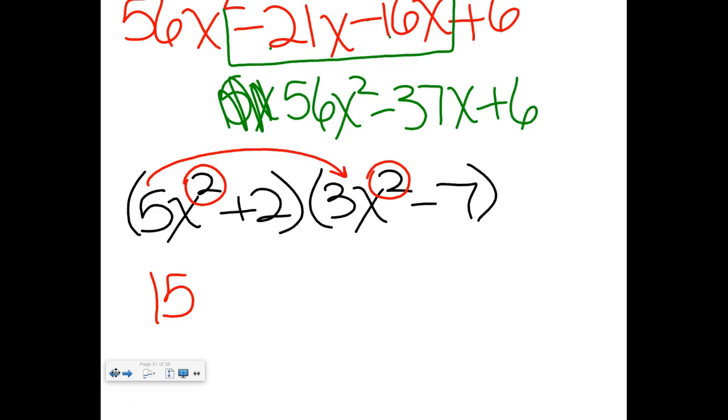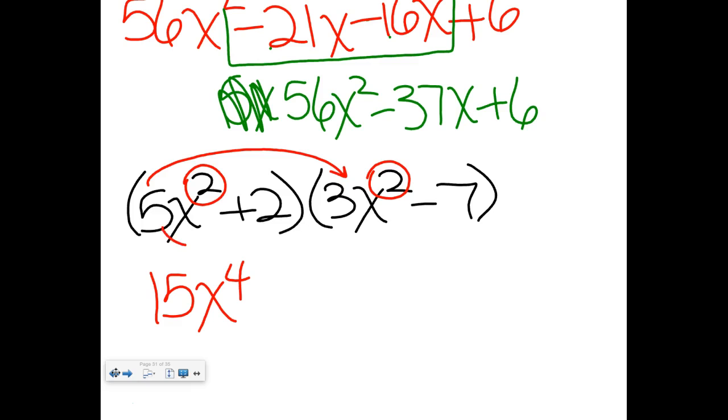Okay, and then when I take x squared times x squared, we need to remember that we add the exponents. So I'm going to have 2 plus 2, so I'm going to have x to the 4th. Okay, so that's the only difference between this problem and all the other problems we've had. If you have a problem like this, you got to add those exponents. So now we're going to FOIL like regular.